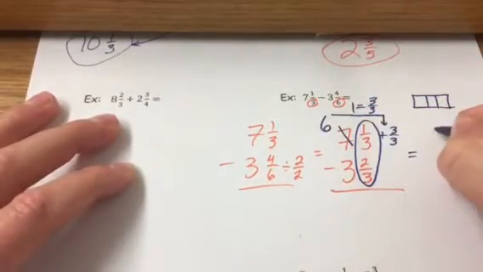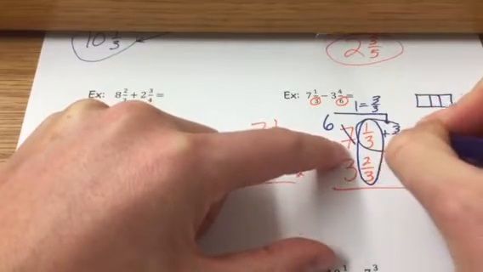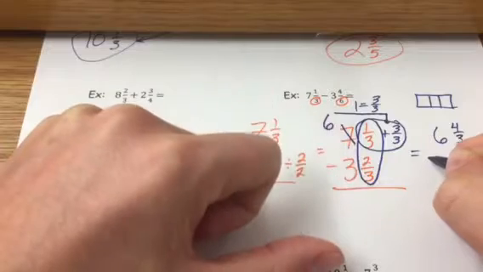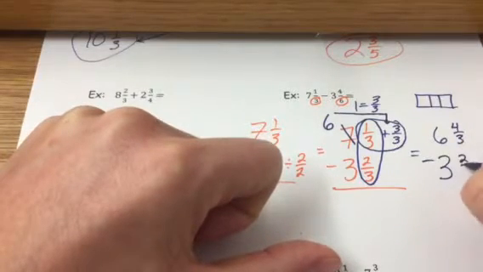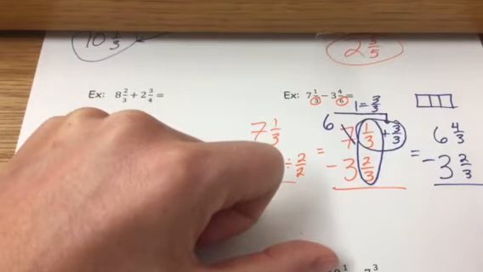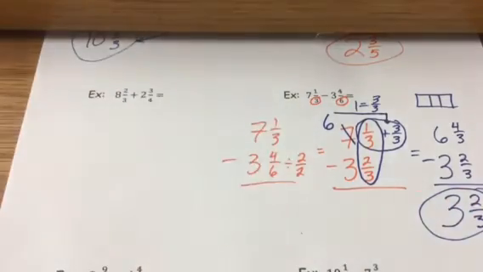So this number now becomes 6, and let's see, what do we have here? 6 4/3 minus 3 2/3. 4/3 minus 2/3 leaves us with 2/3. 6 minus 3 is 3. That's your answer.